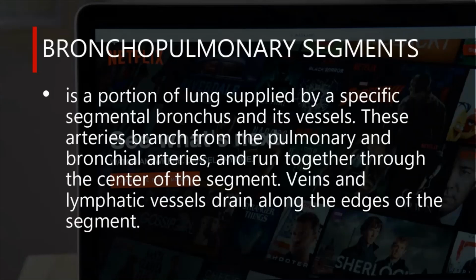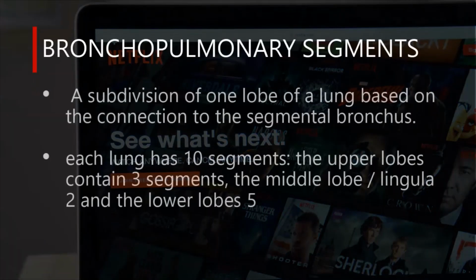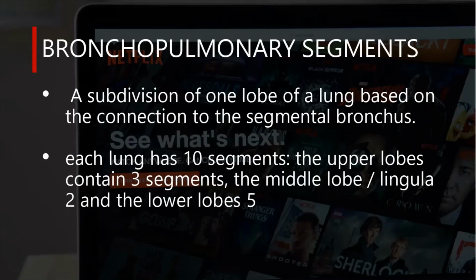A bronchopulmonary segment is a portion of lung supplied by a specific segmental bronchus and its vessels. These arteries branch from the pulmonary and bronchial arteries and run together through the center of the segments. Veins and lymphatic vessels drain along the edges of the segment. The bronchopulmonary segments are subdivisions of one lobe of a lung. The upper lobe contains three segments, the middle lobe and the lingula two, and the lower lobes five.